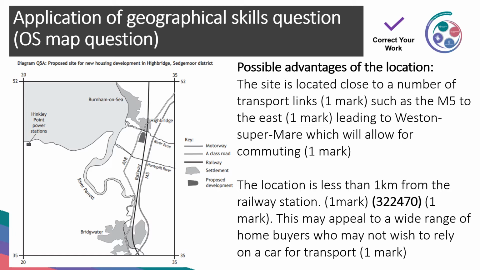This may appeal to a wide range of home buyers who may wish to rely on the car for transport. I would advise you to be a bit safety conscious here. If you are good at grid references, then you might find that 4 is all you need to put down. You might decide to put in a couple extra just to be on the safe side in case one of them's wrong. But you should not be putting in more than 4, 5, 6, because the maximum marks you'll get is 4, and any more than that won't get you any further marks. So don't go giving out lots and lots of grid references here. And names of roads and rivers will get a mark as long as it's not in the question, as illustrated here with the little map on the left.